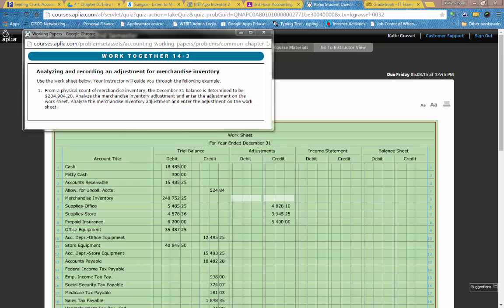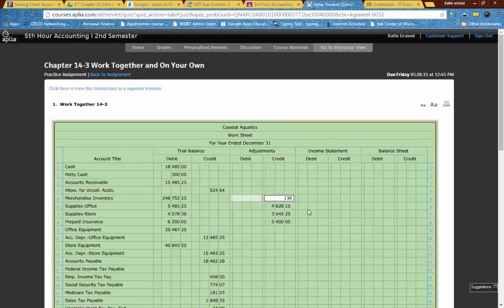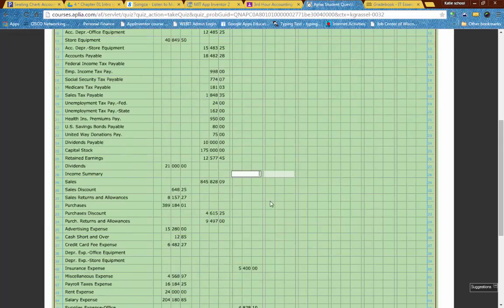Is the value of merchandise inventory going up or down? Down. So are we going to debit or credit merchandise inventory? By the difference. Okay, so go ahead, use your handy-dandy little calculator. I'm going to put in 248,752 minus the 234,904.20, and I got 13,845.80. You guys agree? Now, it's pretty obvious what other account we're affecting. What's the other account we're affecting? Income summary. So income summary is going to be the other account that we use when we're adjusting that.